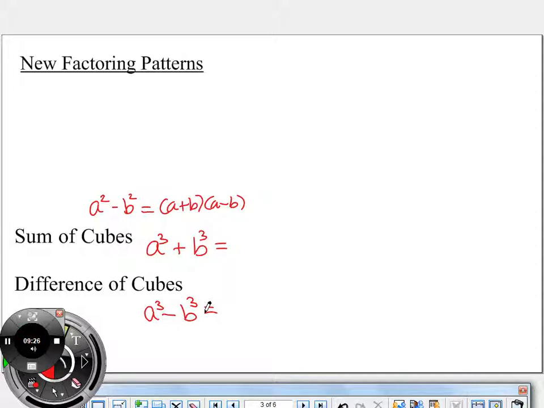So I'm going to tell you what the pattern is, and then we'll talk about why it works. I'm going to write it down first, then we'll look for things that can help us remember it. It's not as easy as the difference of squares.